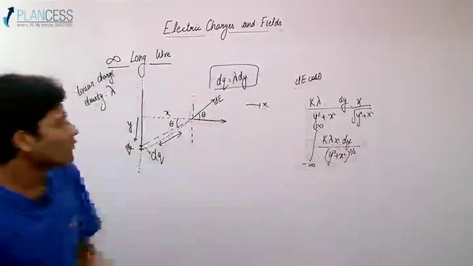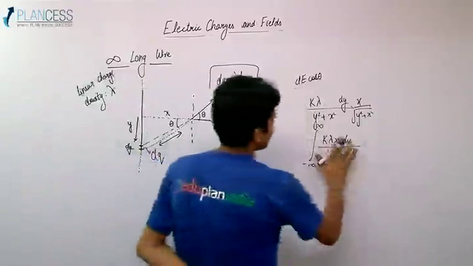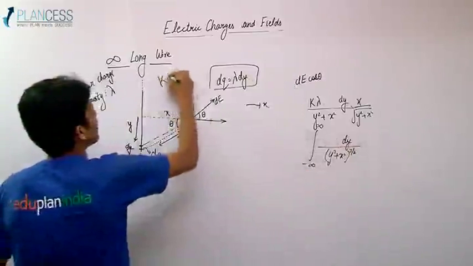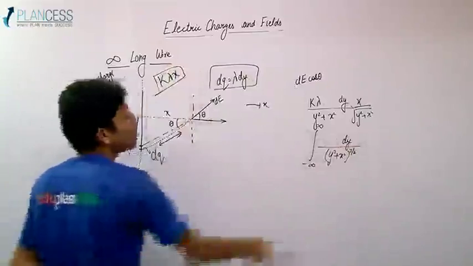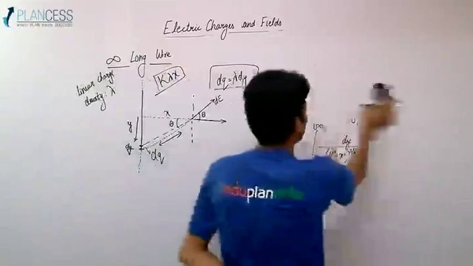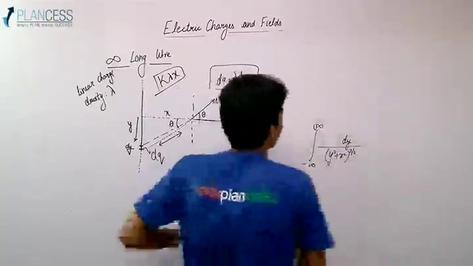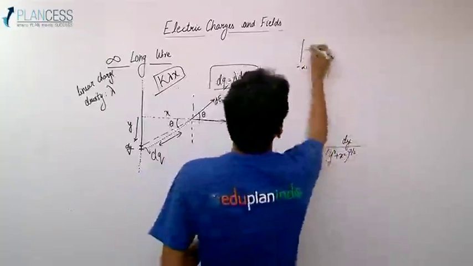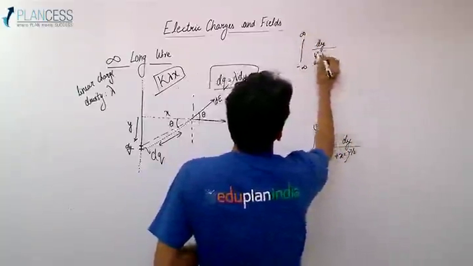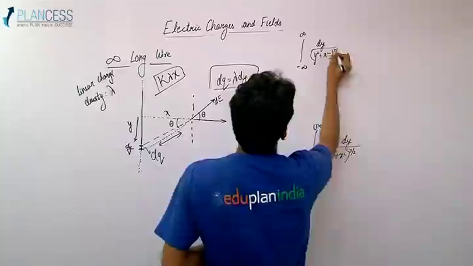Now to solve this integration, firstly let's remove the terms k lambda x and write it down somewhere here. K lambda x is the outside term. We just have to solve this integration to find out the total value of electric field at this point. So we have the integration from minus infinity to infinity of dy upon y square plus x square whole to the power 3 by 2.